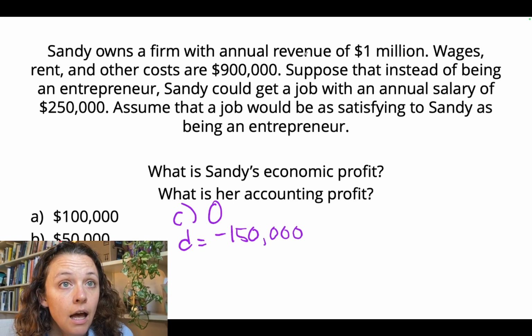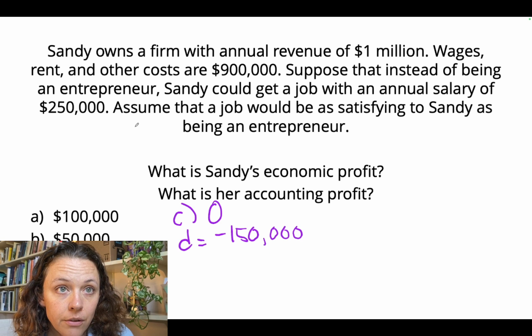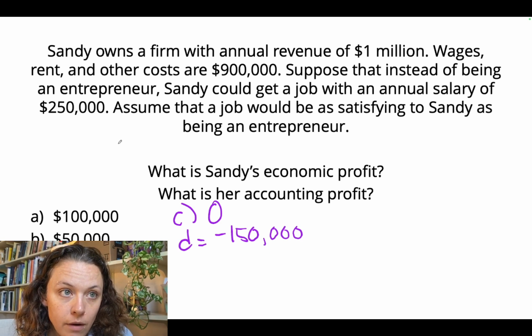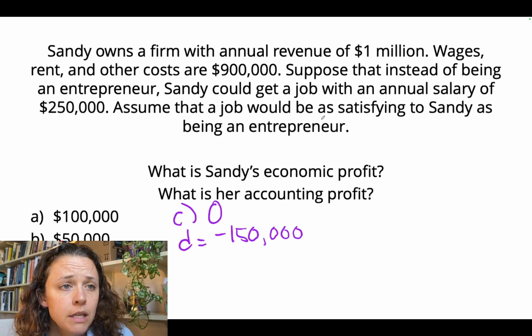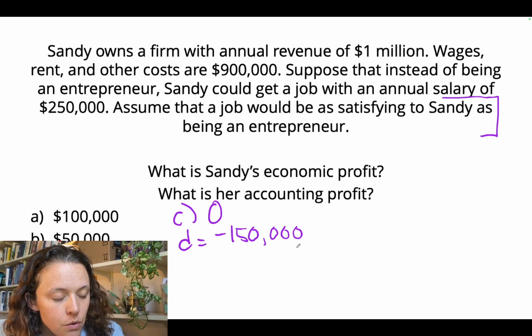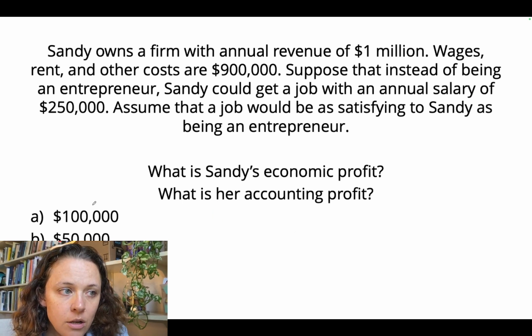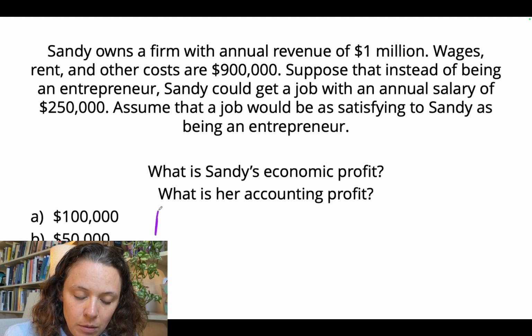That's not bad. But if she wasn't an entrepreneur running this firm, she could instead go get a job that has an annual salary of $250,000, because she has a lot of skills that are valuable to other companies, having run this very large firm with $1 million annual revenue. We're assuming here that her job would be as satisfying to her as being an entrepreneur. Again, we're setting aside this question of utility to focus on these costs. So the first thing is, what is her economic profit and what is her accounting profit? We're going to start with the accounting profit because it's a little bit more straightforward.